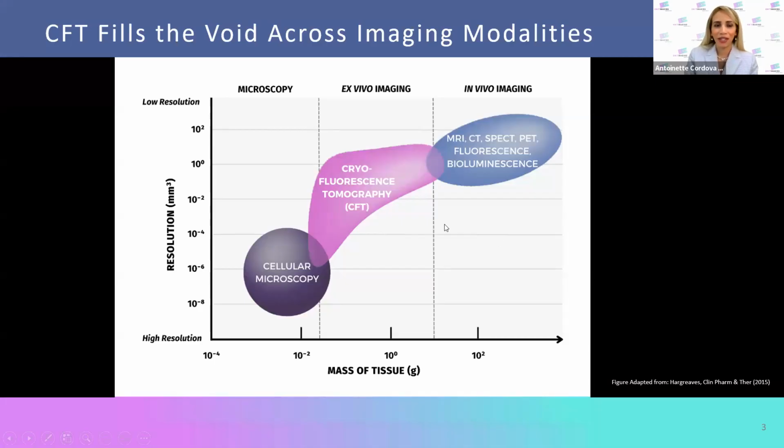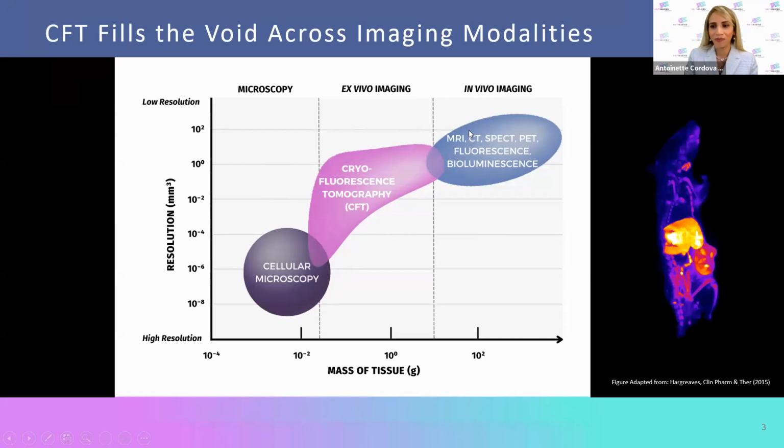So why CFT? CFT actually fills the void between cellular microscopy and in vivo imaging modalities like MRI, CT, SPECT, PET. It also allows for orders of magnitude of interrogation and also resolution that is not accomplished between either microscopy or in vivo imaging.